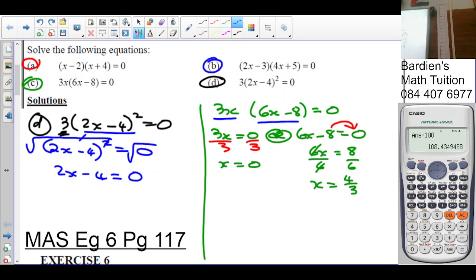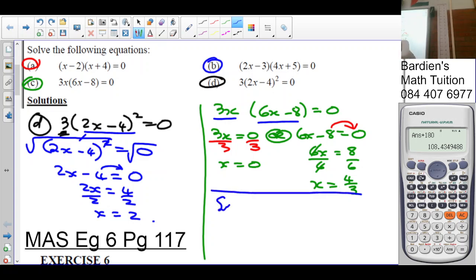Okay, so now what? Take it over the equal sign. So 2x is equal to 4, divided by 2. So x is 2. You guys understand?